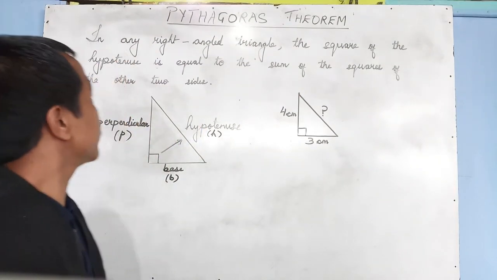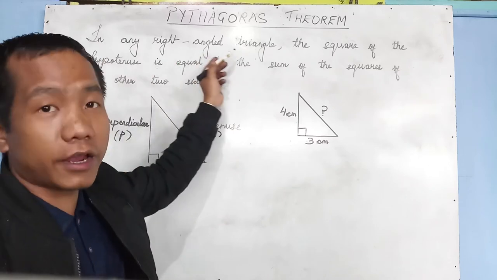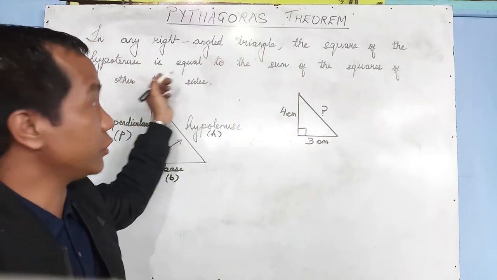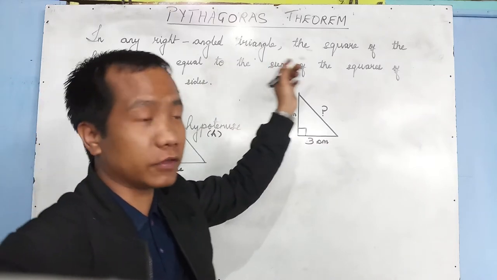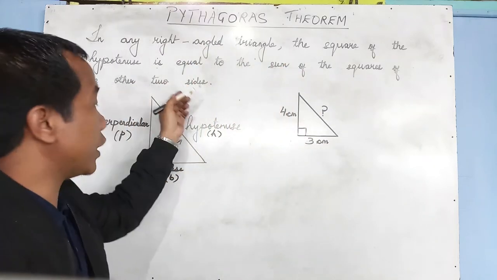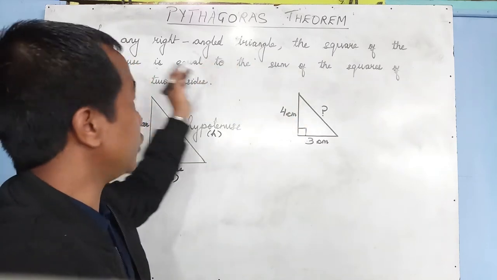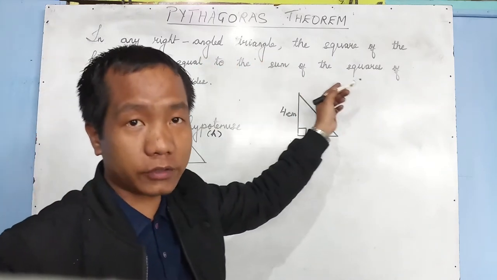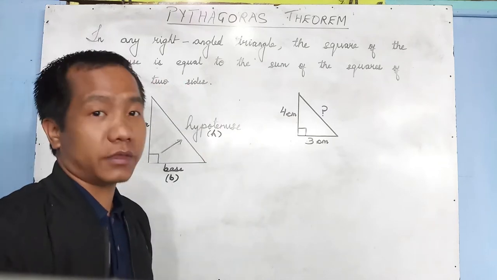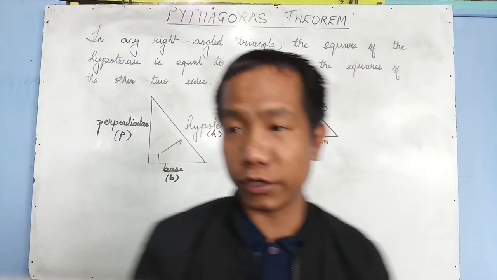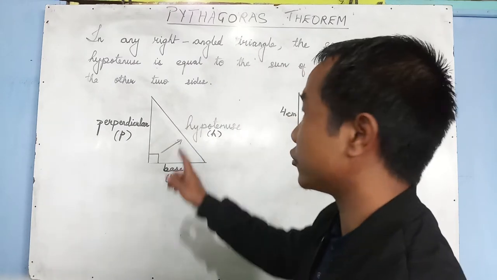Pythagoras theorem means in any right angle triangle, the square of the hypotenuse is equal to the sum of the squares of the other two sides. The square of the hypotenuse is equal to the sum of the squares of the other two sides. In order to understand this, all we need to do is to draw a right triangle.